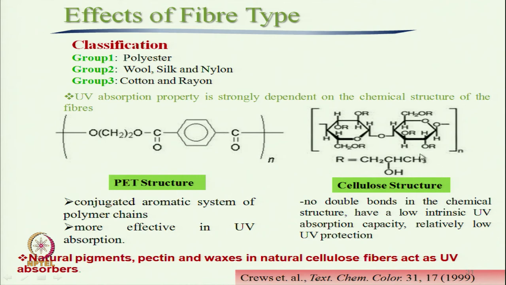In cellulosic structure, there is no double bond in the chemical structure, so they have less UV protection. Sometimes the natural pigments, pectins and waxes in natural cellulosic fibers like cotton or jute act as natural UV absorbers. So, the fibers before scouring will have more UV absorbing capacity.